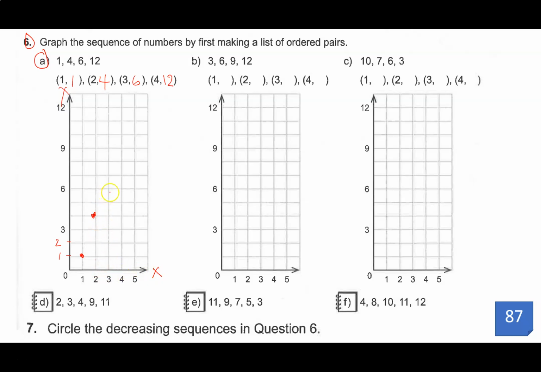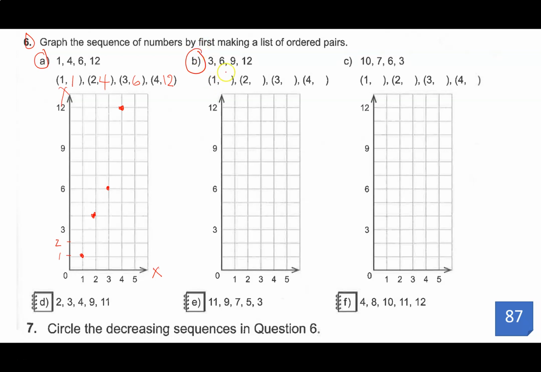3, 6, and 4, 12. That is an increasing pattern. It is getting bigger as the X digit gets higher. All right, I'll start you off on B and then you can graph.